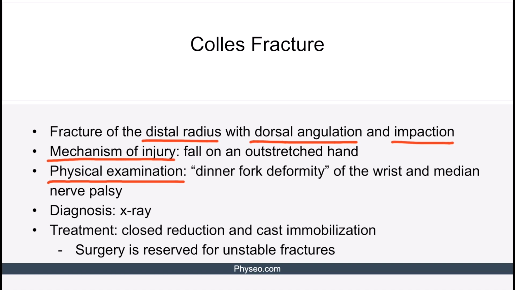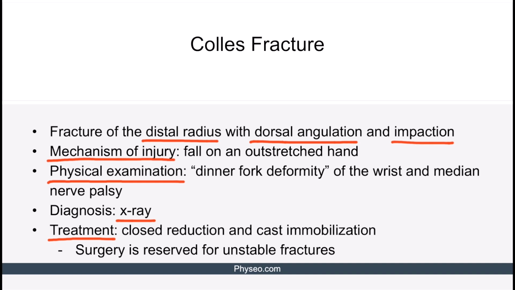Additionally, patients may present with median nerve palsy, as dorsal angulation of the distal radius may injure or compress the median nerve as it courses through the carpal tunnel. Hence, patients may exhibit symptoms of carpal tunnel syndrome, such as impaired thumb abduction and paresthesias in digits 1 through 3. As with most fractures, the diagnosis is confirmed with x-rays. In the vast majority of cases, the treatment is non-surgical with closed reduction and cast immobilization.